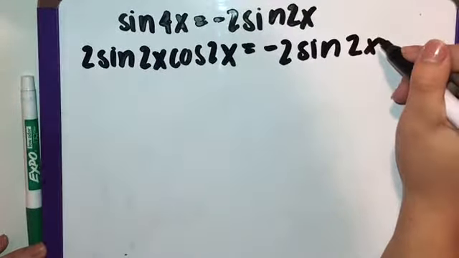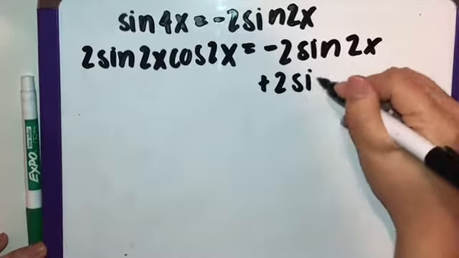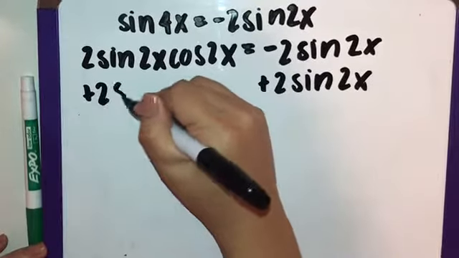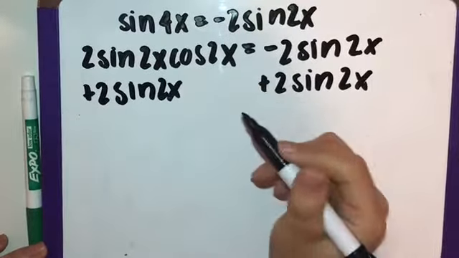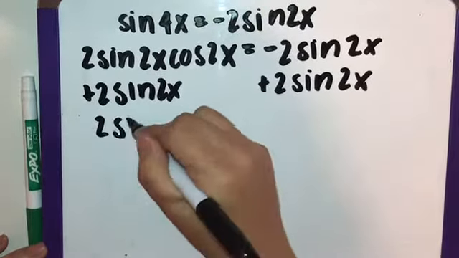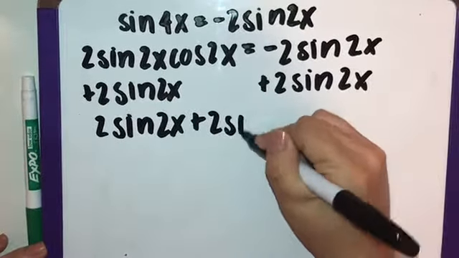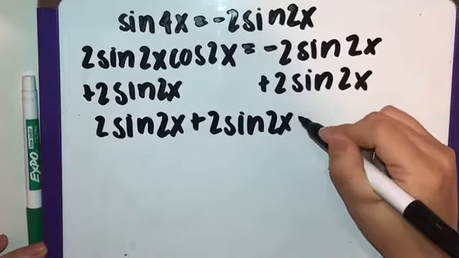Now we have to bring everything to the left side of the equation by adding 2 times sine 2x on both sides. Now we have 2 times sine 2x plus 2 times sine 2x times cosine 2x equals 0.